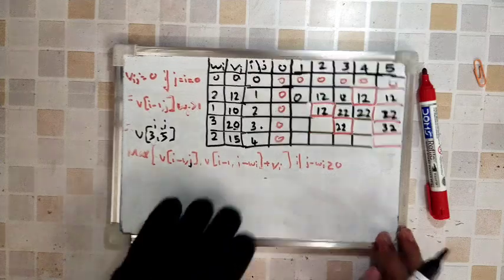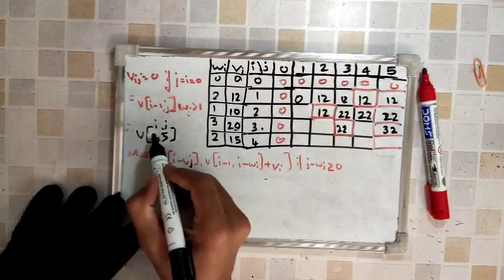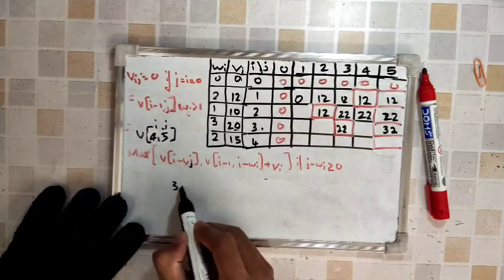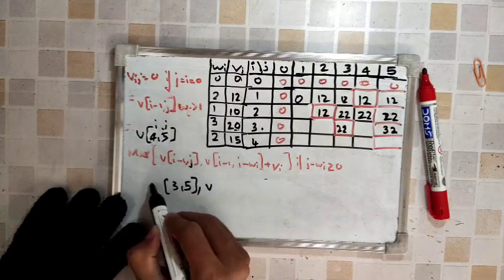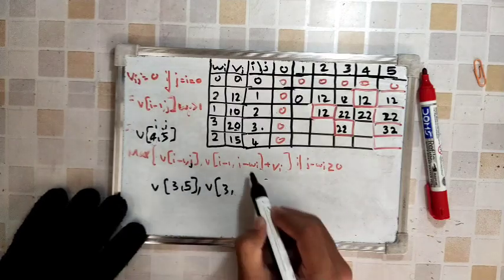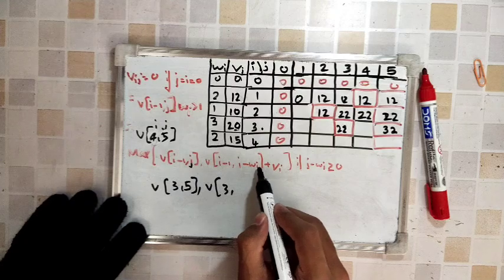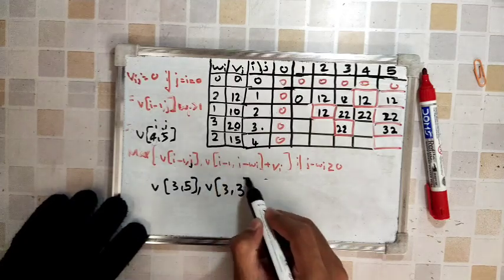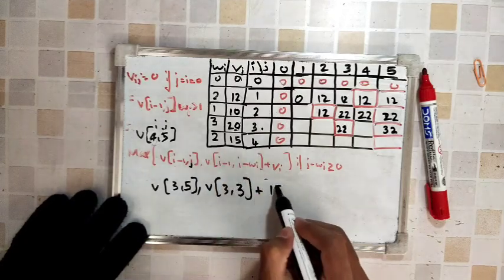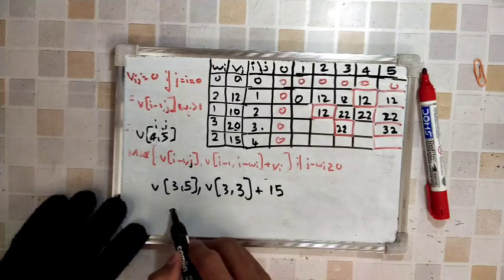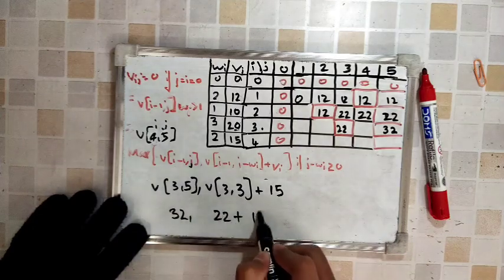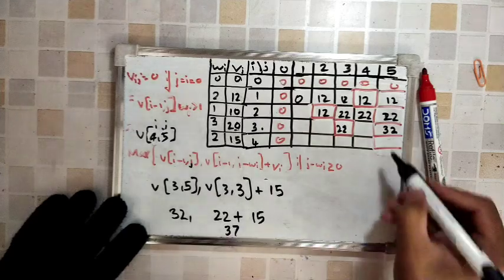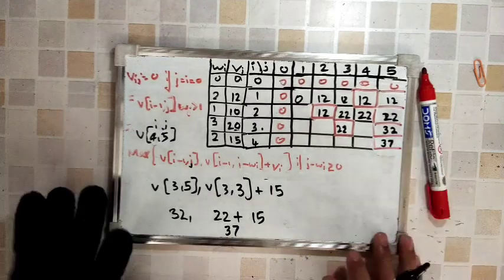Then what I have to find is 4 comma 5, for which I have to find 3 comma 5, or v of 3 comma 5 minus wi, 5 minus 2 is 3, plus the profit here is 15. So 3 comma 5 is 32, or 3 3 is 22 plus 15. So I am getting 37. I got 37. I placed it.